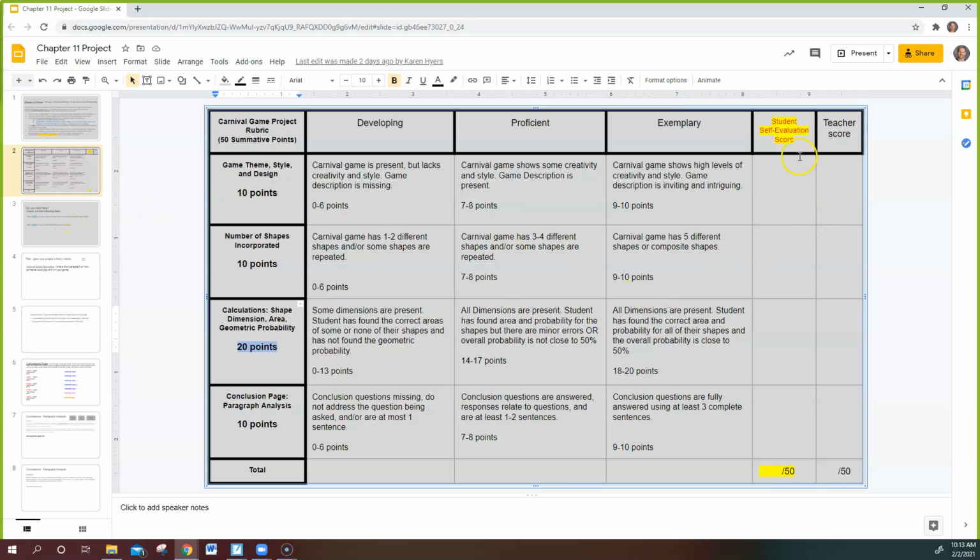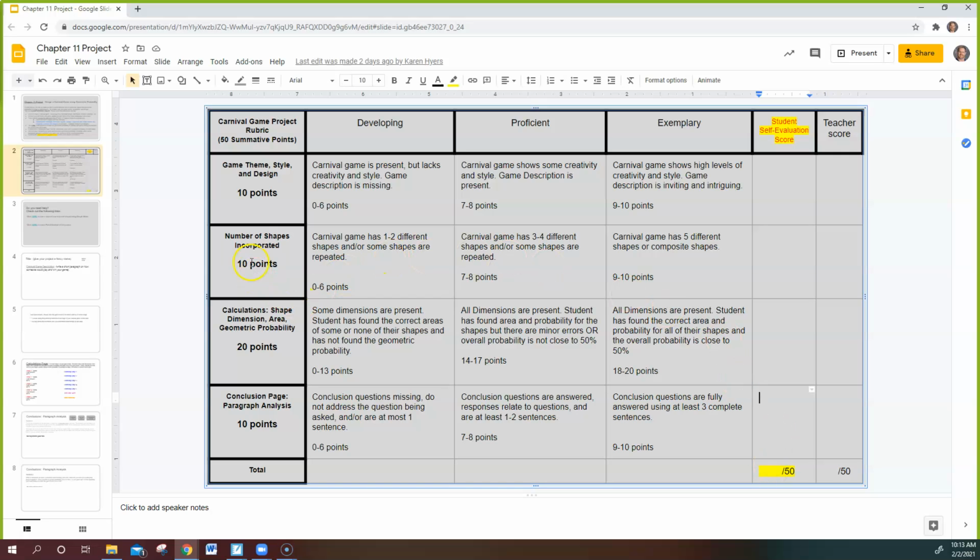So when you're done with your project, you're going to go to the self-evaluation and you're just going to type your score in here. What do you think you got out of the 50 points? And if you met all the requirements, there's no shame in saying, I got 50 out of 50. Because if you did exactly what you need to, perfect.